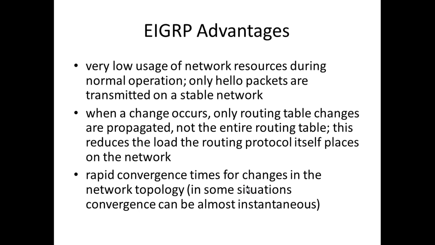Also for the rapid convergence times in the network topology, because for example RIP takes around 3 times the hold time to change or to update its routing table, which takes around 90 seconds or 180 seconds, as it's 6 seconds, and then 3 times it's 180 seconds. For the EIGRP it takes around 15 seconds or less.